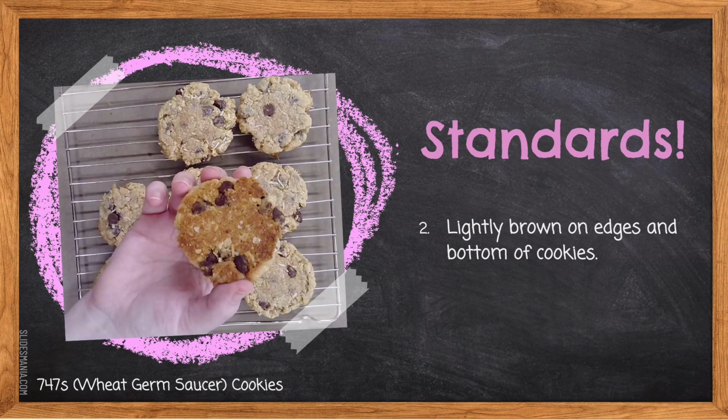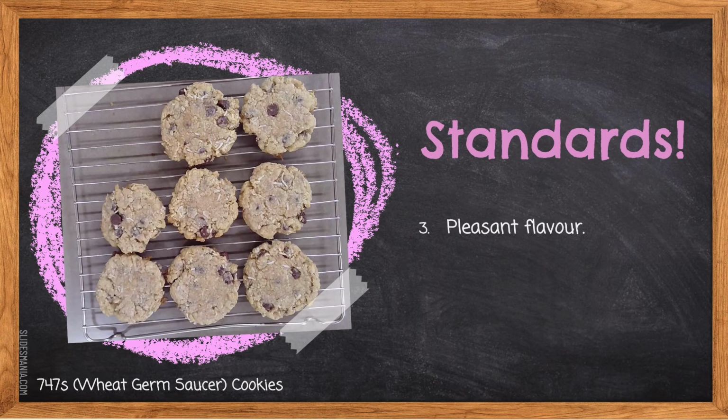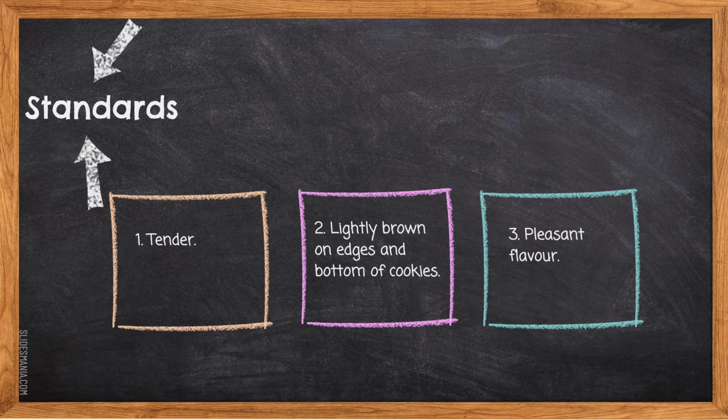2. Lightly brown on edges and bottom of cookies. This means that you didn't overbake the cookie, you left it a reasonable amount of time in the oven and allowed it to continue to bake and cool down on the sheet without burning them. 3. Pleasant flavor. This means you took great care in measuring your ingredients, making sure that everything was well balanced in your cookie. These are all the standards for the 747 wheat germ saucer cookie.